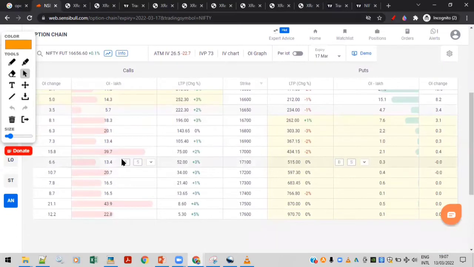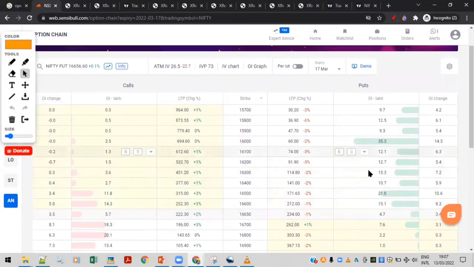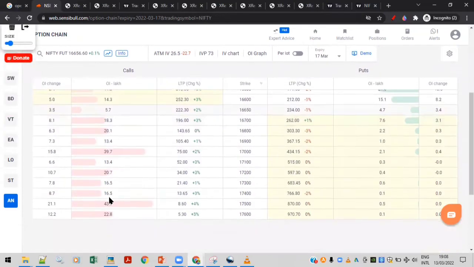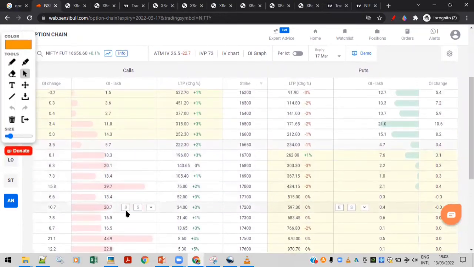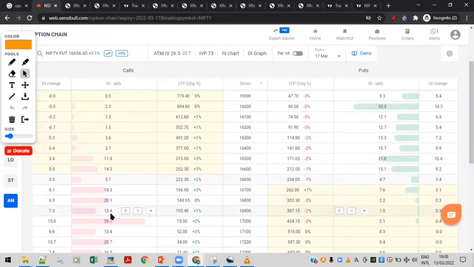On the put side, whatever the numbers are higher, they will act as support. On the call side, whatever numbers are higher, they will act as resistance. So here 17,000 is a major resistance, 17,500 is a major resistance, and there is also a major resistance at 16,800.